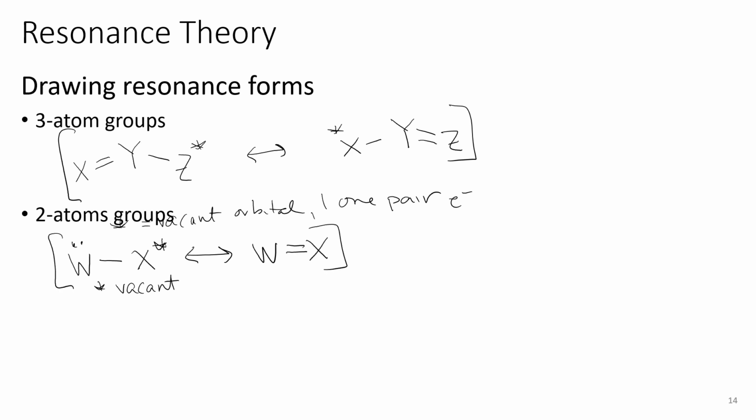So we can see some resonance between two atom groups if we have a lone pair beside a vacant orbital as well. So this is another way that we can look at some resonance forms. These two resonance forms are probably not going to be created equal. One of them will typically be better than the other one based on formal charges.